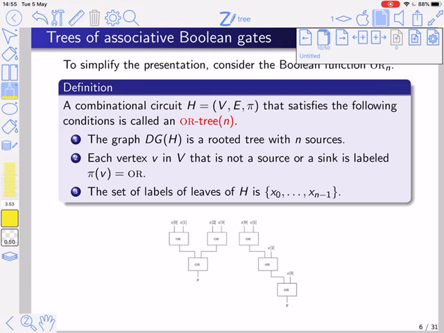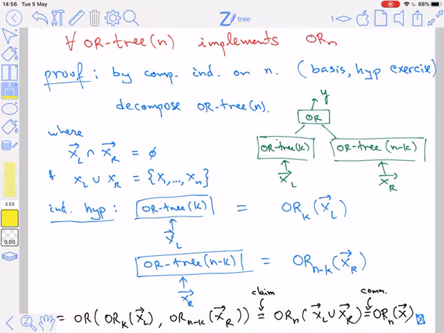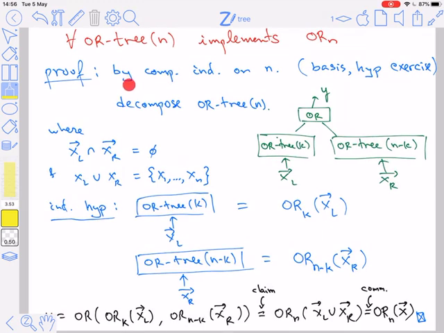Okay, so it's not clear that the output here always equals the output here. That's the first issue. And the second issue is it's not clear that these outputs will always be the OR of the 4 bits. Okay, so this is what the claim states. It says that if you have a combinational circuit which is an OR tree over n bits, then it implements the Boolean function OR n. Okay, so let's see how we prove it. And the proof method that we will use will repeat throughout today's talk. Okay? So the proof is by complete induction over n.